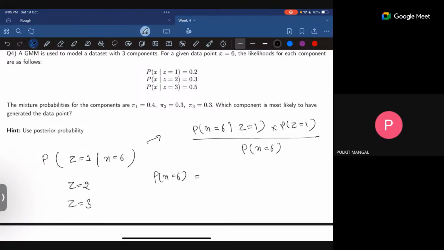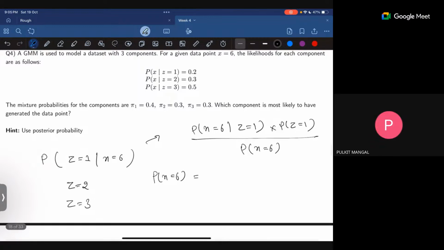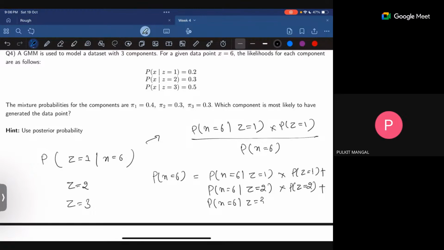You mean the answer is component 1? No, the probability of x equal to 6. The probability of x equal to 6 is the total probability, right? So it would be probability of x equal to 6 given z equal to 1 multiplied with probability of z equal to 1, plus probability of x equal to 6 given z equal to 2 multiplied with probability of z equal to 2, plus so on. Clear? Yes, sir. Clear.